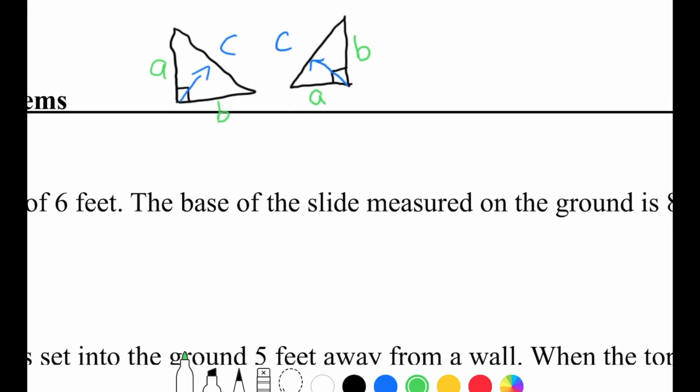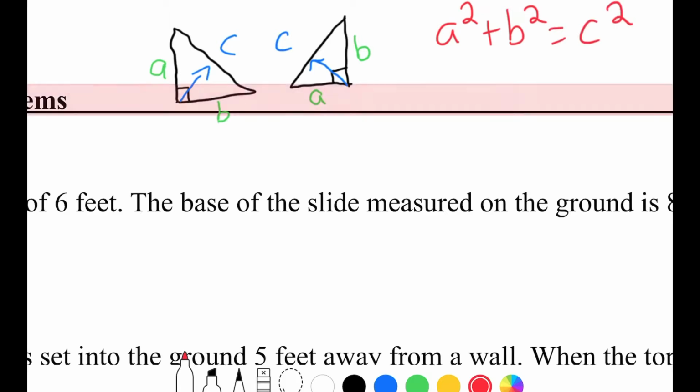And how we're going to find these missing sides, because we're going to be given two of the three and asked to find the other, is our A squared plus B squared equals C squared. So let's look at some of these word problems where we are going to have to set up our triangle and then use our theorem to find the missing side.